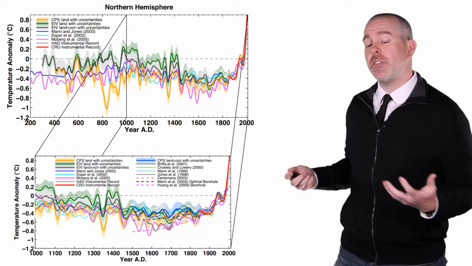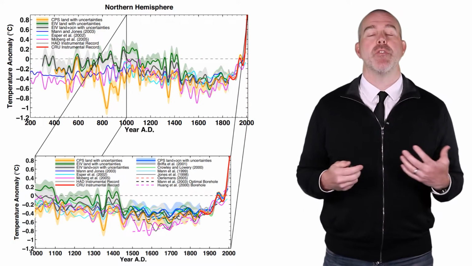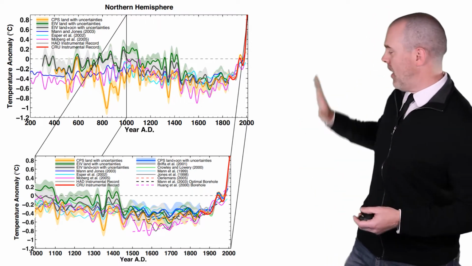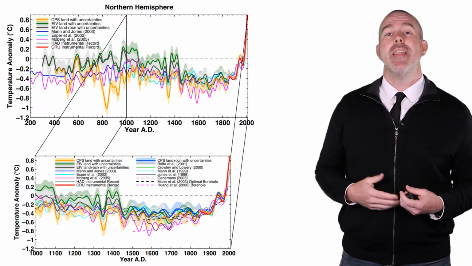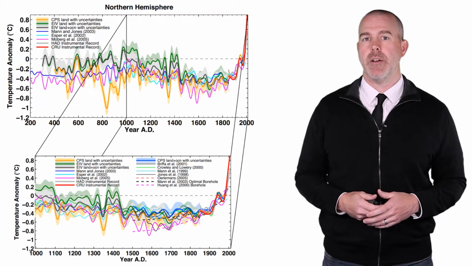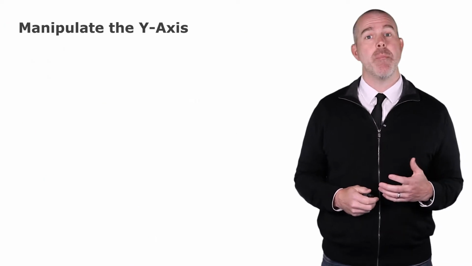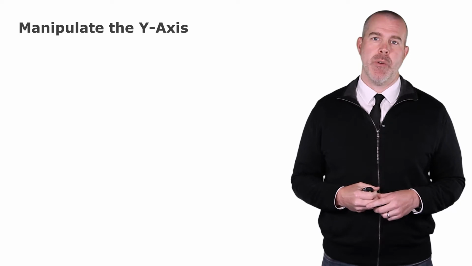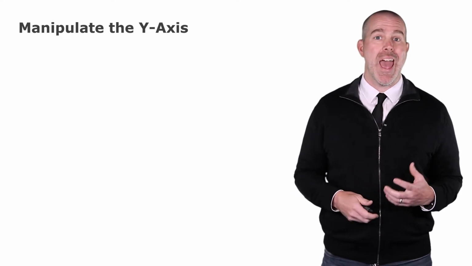So the next one is a more accurate representation of a variety of models. Also, you'll notice on the far right here, that spike is there because it includes all the way up to the year 2000. A second common way to make a misleading graph is to manipulate the y-axis.